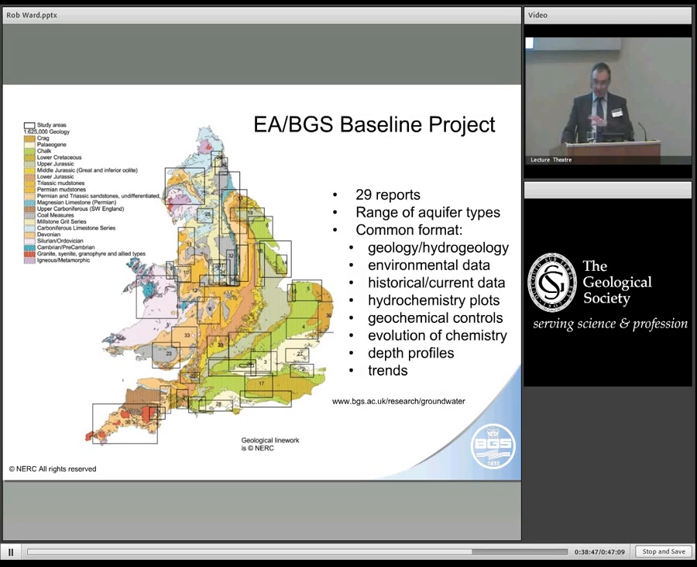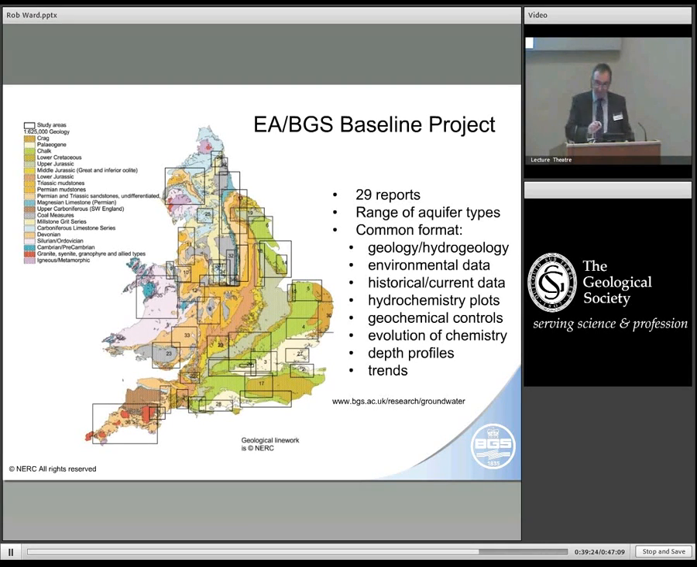Now, this study was not done for shale gas. It was done on the basis of ensuring we understood what the natural quality was and the potential future impacts of a range of activities that could impact groundwater quality. So we have quite an extensive amount of information on that, and the scope of these reports covers mostly inorganic chemicals within the groundwater system. It looks at the geological and hydrogeological context.